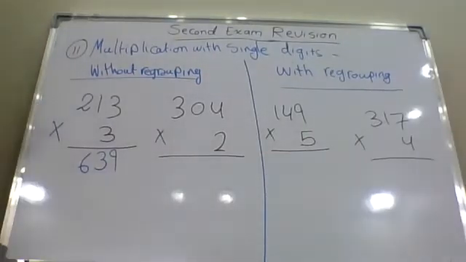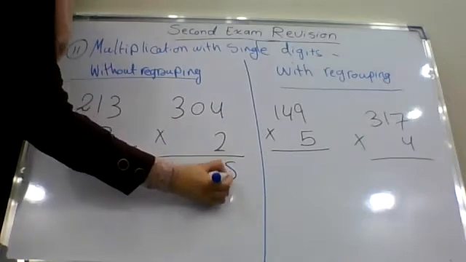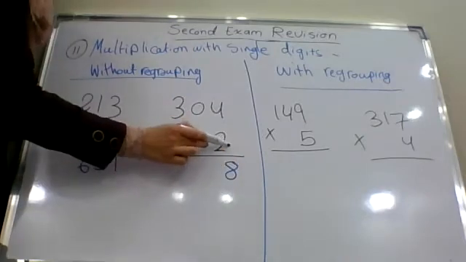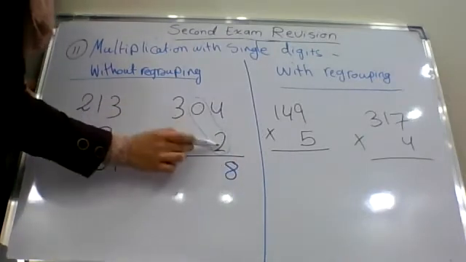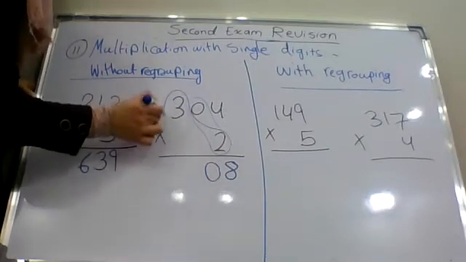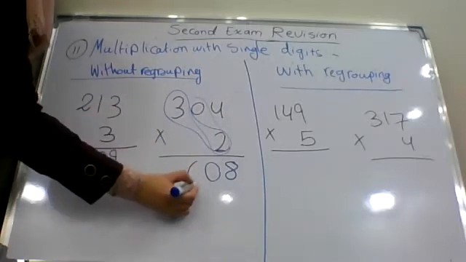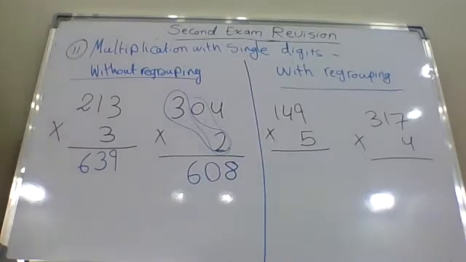Okay, we will multiply. We start with the ones place. 2 times 4 equals 8. Then I multiply it with the tens place. 2 times 0 equals 0. Then I multiply it with the hundreds place. 2 times 3 equals 6. Okay, then we will start multiplying with regrouping.